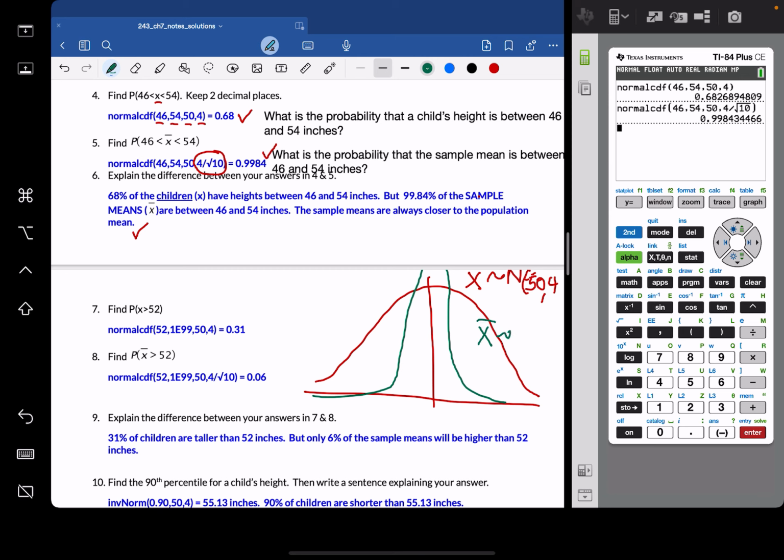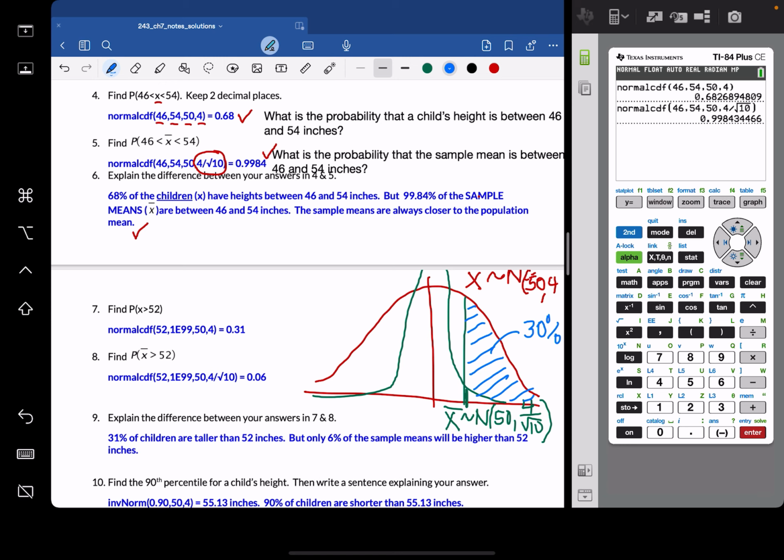X bar is distributed normally. Let me back up here. X bar is distributed normally with a mean of 50 and 4 divided by root 10. And so you can see that when I say what is the probability that x is bigger than 52, let's just say 52 is right here. So what is the probability that x is bigger than 52? There's actually quite a bit of area to the right of this line under the red distribution. So that's like 30%.